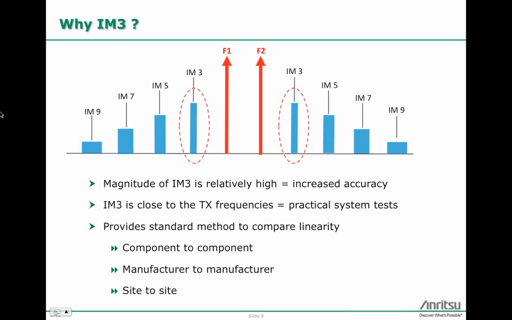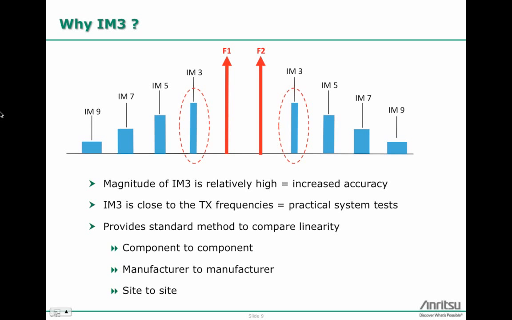Okay, so back to the frequencies. So why IM3? Why not IM2 or IM5 or some other intermodulation product? Well, IM3 is very high magnitude. With typical frequencies that we would see in a system, the magnitude of IM3 is at a high enough level that we can accurately measure it.